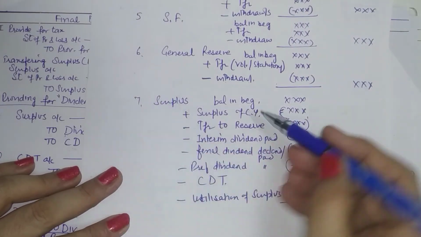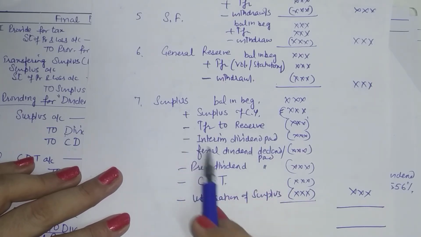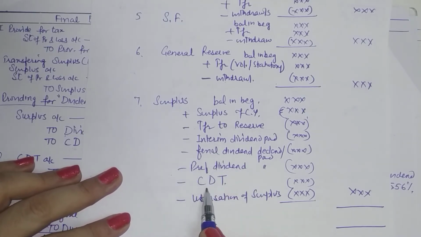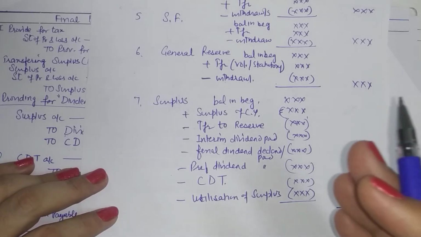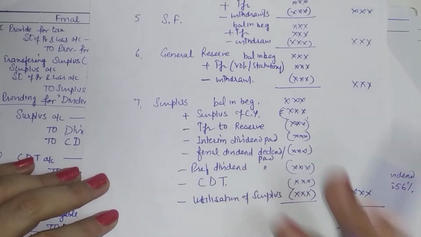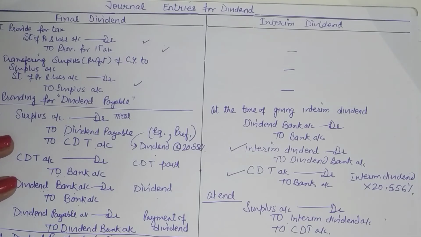But for surplus, we may have a whole number of transactions. Transfers to reserves will be subtracted, interim dividend, final dividends will be subtracted, preference dividend will be subtracted, corporate dividend tax on all will be subtracted. So all the amounts which are utilizing the surplus will be subtracted, and current year surplus will be added. So we may have a full-fledged question requiring us to give journal entries to show the adjustment in the statement form or in the form of final statement.